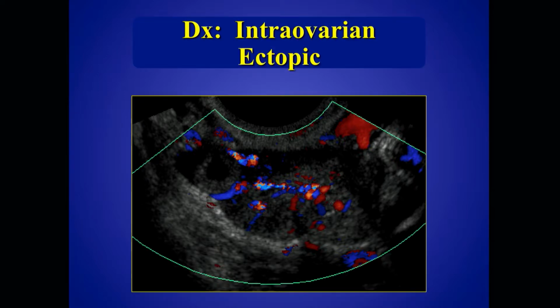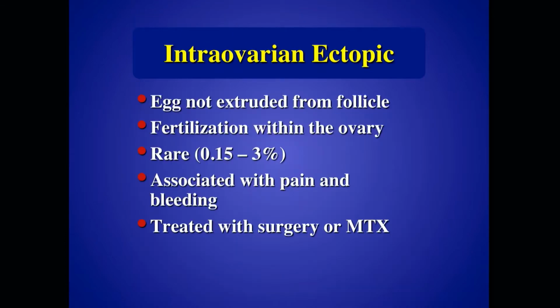And so we followed it for another week, and the patient started to develop symptoms of right adnexal pain. They also started to develop a little bit of free fluid. With seeing no other evidence of ectopic pregnancy, the patient went to surgery, and this was an intraovarian ectopic. So these are thought to occur when the egg is not extruded from the follicle and is fertilized within the ovary. Again, very uncommon and associated with pain and bleeding, and again can cause significant hemorrhage. Typically treated with surgery, methotrexate. I'm not sure how well that works, but that has been proposed.